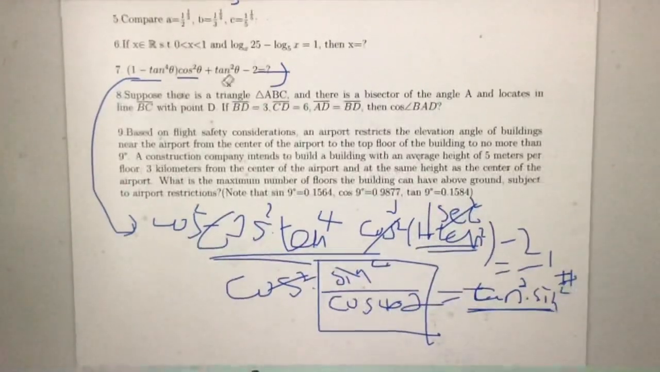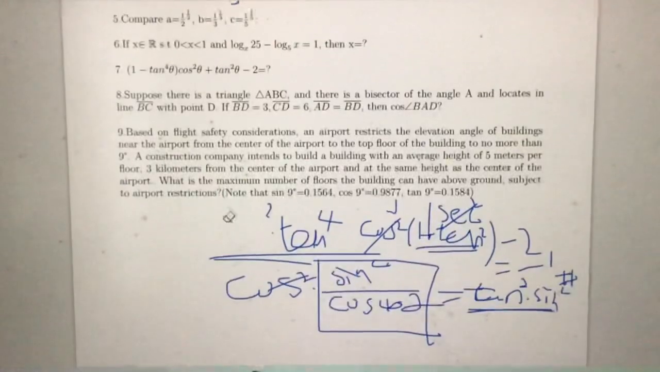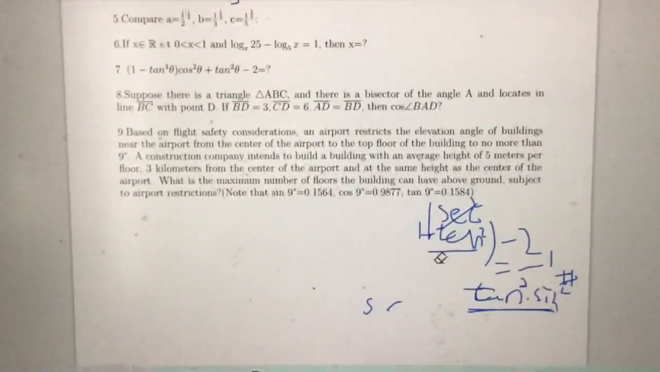Okay, so we can see problem 8. So it says, suppose there's a triangle ABC, and there's a bisector of the angle A, and it meets the line BC at point D. And if the line BD is 3, and line CD is 6, and line AD equals to line BD, what is the cosine of angle BAD?